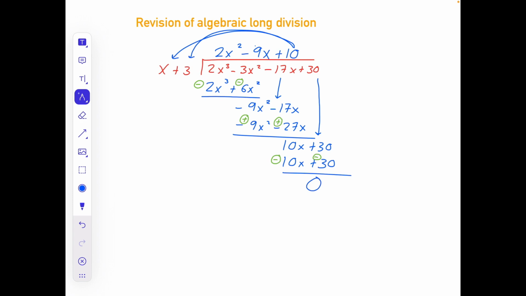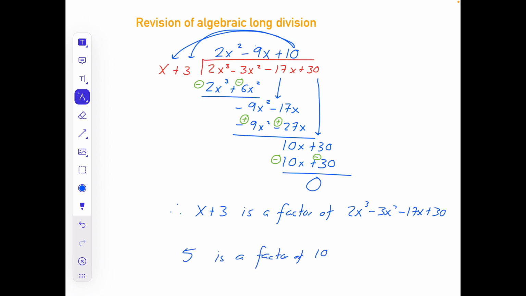So what we've actually shown there is that x plus 3, so what is our conclusion? We can say x plus 3 is a factor of 2x cubed minus 3x squared minus 17x plus 30. A factor is a number that will divide into another number. So for example, 5 is a factor of 10, because if you divide 5 into 10, it'll go in evenly, there'll be no remainder.